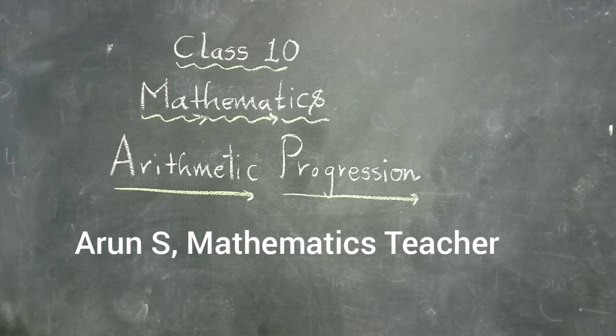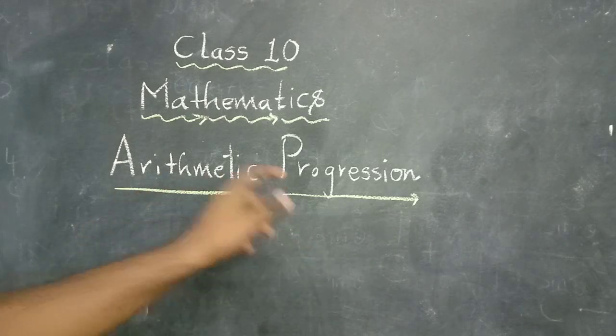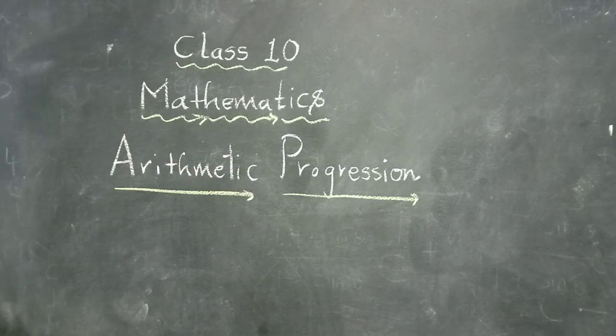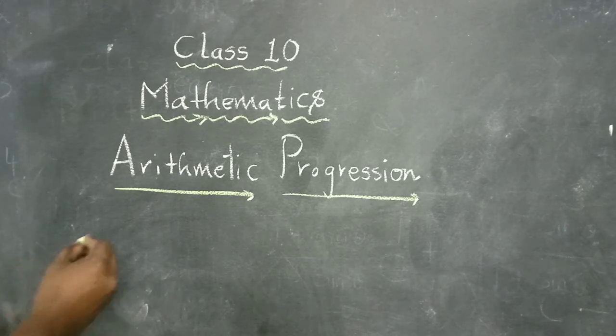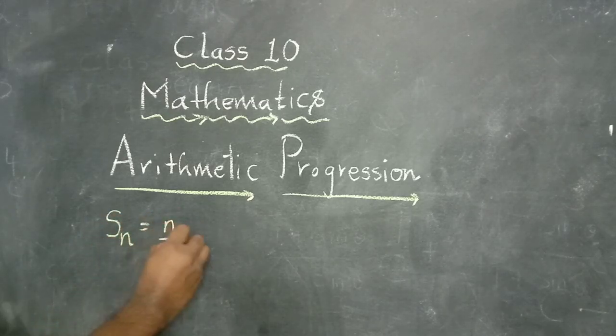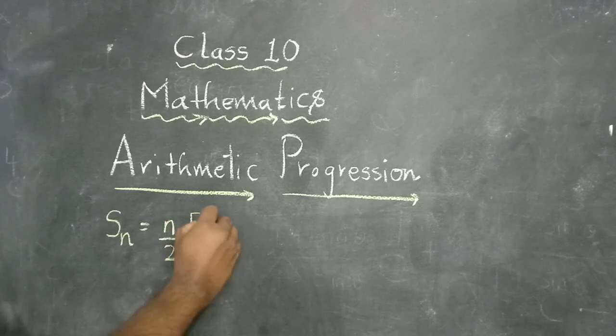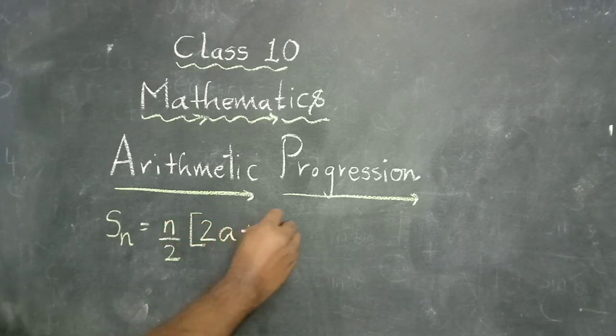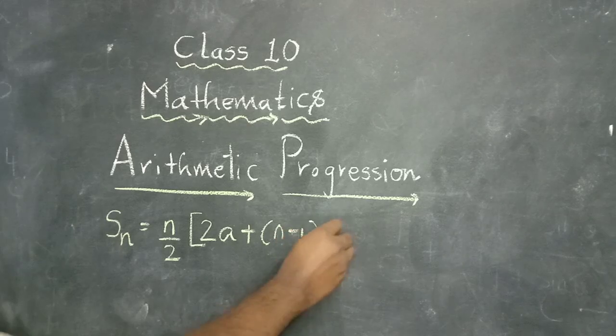We are learning the unit Arithmetic Progression. We are solving the problems based on the concept of the sum of n terms of an AP. The sum of n terms of an AP is given by the formula Sn equals n divided by 2 into 2a plus n minus 1 into d.